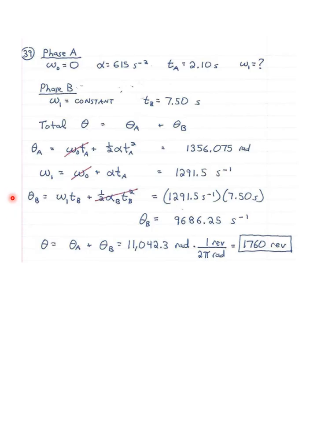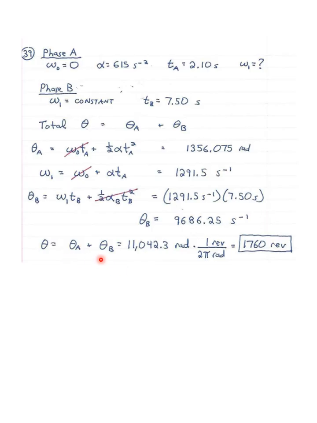The total angle turned for phase B is its speed, so omega 1 times the time of B. And there is an acceleration component of that kinematic equation, but there is no acceleration, so we're just left with the angle is omega 1 times time of B. So we have 1291.5 radians per second times 7.5 seconds, and we get the total angle turned is 9686.25 radians. So we have theta for phase A, theta for phase B.